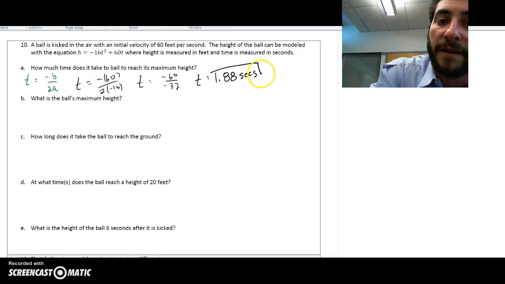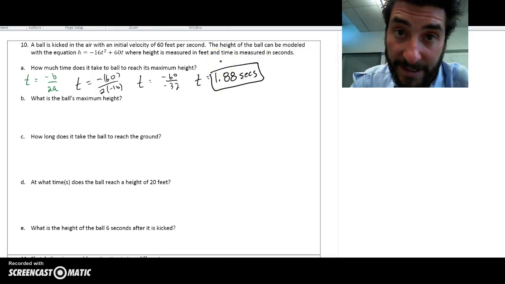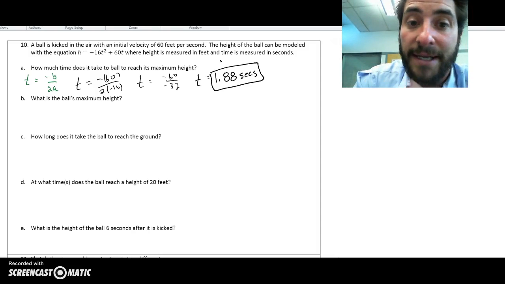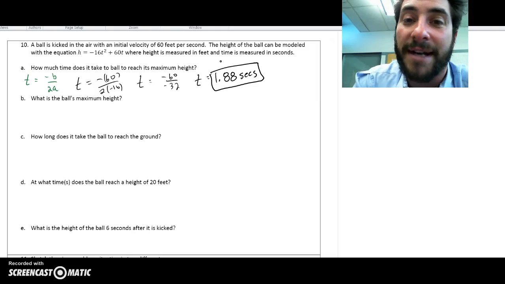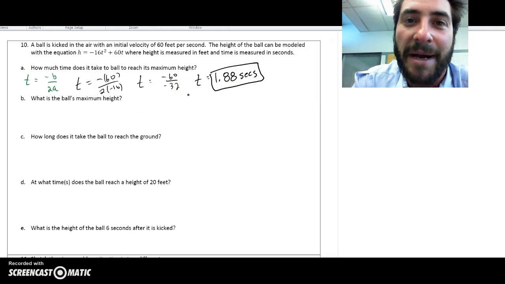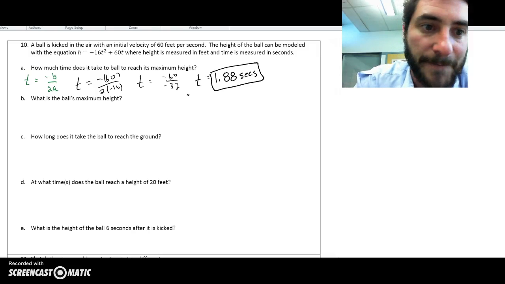I would expect a full sentence from you, I'm being lazy. It would take the ball 1.8 seconds or 1.9, about 2. You can estimate here, but use the exact number when you plug it in for the height. So about 2 seconds to reach its maximum height.